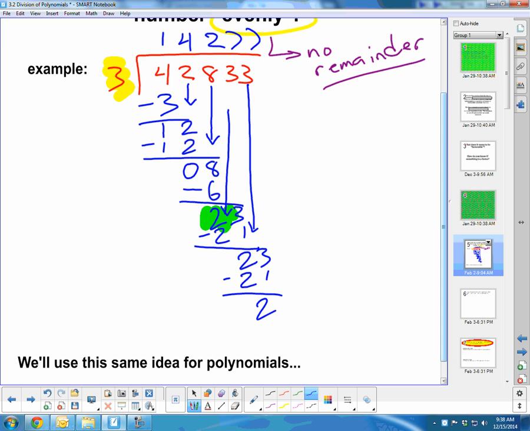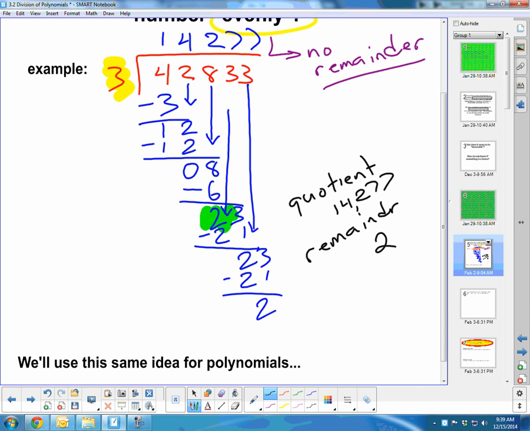And so at the end we have this result that we have a quotient of 14,277 and a remainder of 2. So that tells me that since it did not divide in evenly, we don't have a remainder of 0, that 3 is not a factor of 42,833. So that's one important thing we want to focus on here, whether we have a remainder of 0 or not, because that will tell us whether we have a factor.